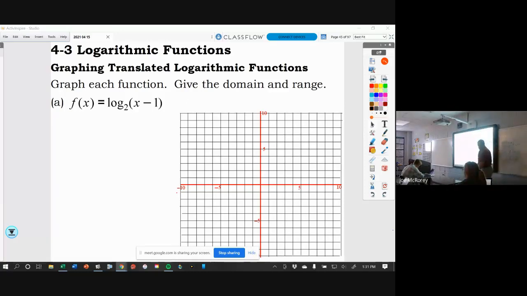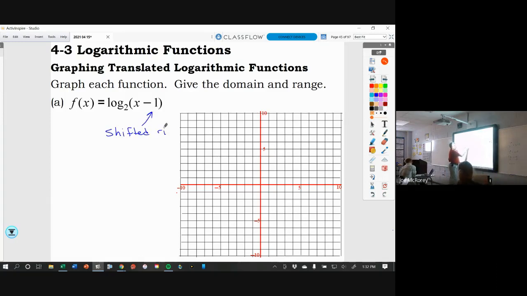Okay. We're going to graph the logarithm, log base 2 of x minus 1. We're going to do this by doing a transformation. What kind of a transformation do you see taking place in this function? It is going to the right one, and that is as much as I can tell you because I don't know what the logarithm does. Shifted right 1 unit.